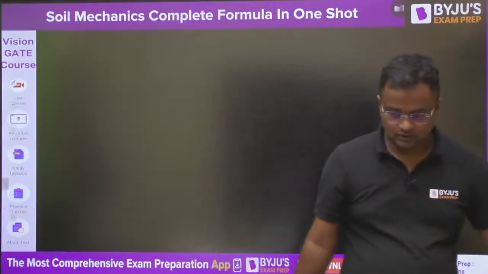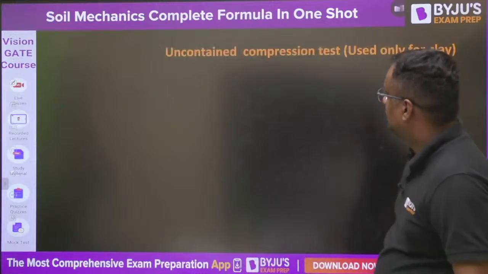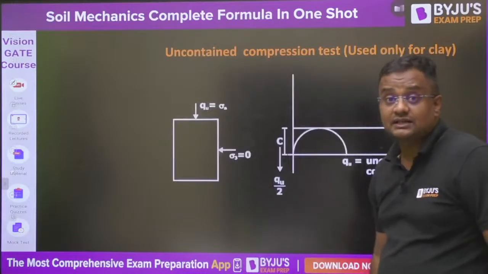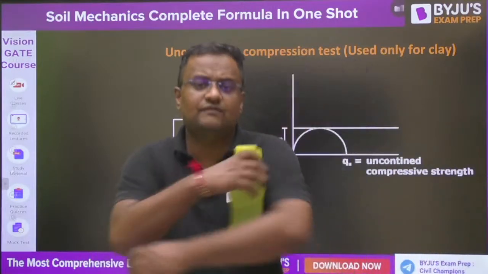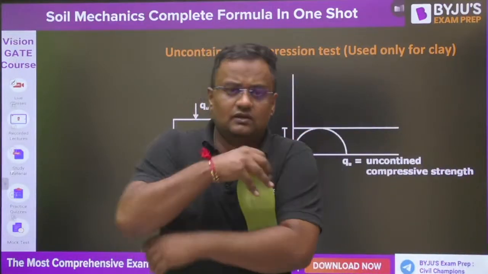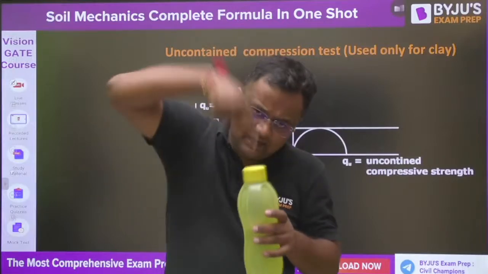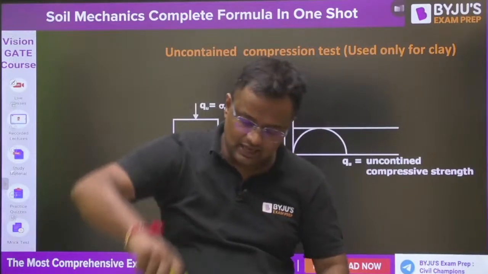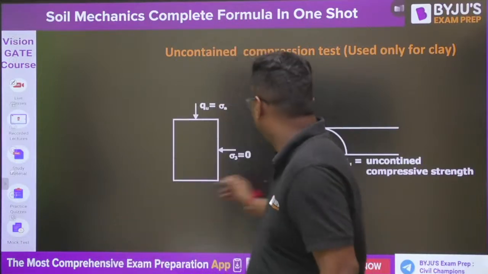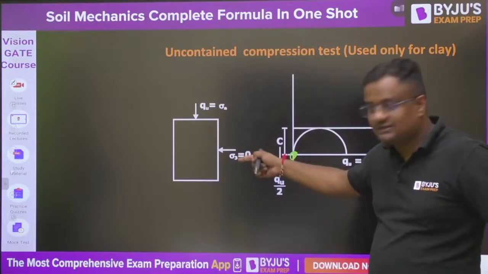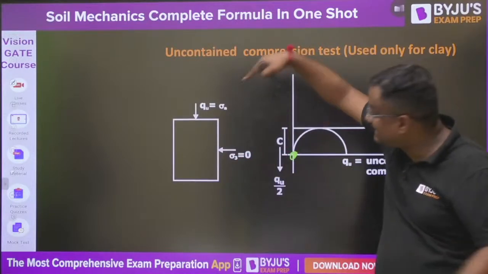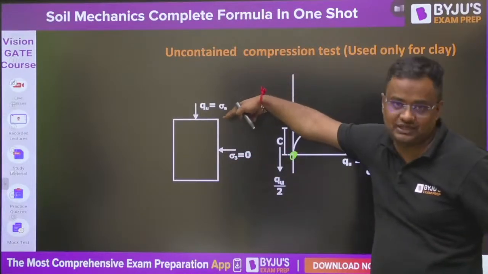Now moving further, the unconfined compressive strength test means unconfined. Earlier, what you were doing, you were confining the soil with sigma 3 from all sides, and then you were applying sigma D to break it. Now it is unconfined, there is no sigma 3. You can see sigma 3 is 0 here. Without any sigma 3, at what load it is failing, that is the unconfined compressive strength.